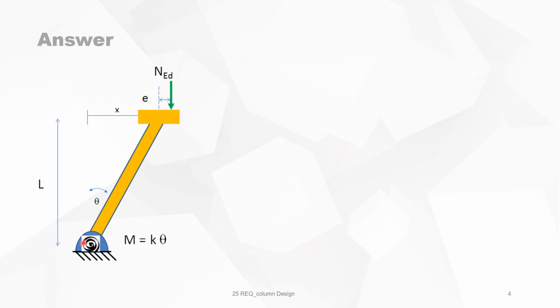Consider a rod like this, subjected to a load NED with an eccentricity of E, and the resisting bending moment is M equals K times the angle of displacement. So the resistance is proportional to the angle of displacement. The displacement here is X, the eccentricity is E, and the total height is L.